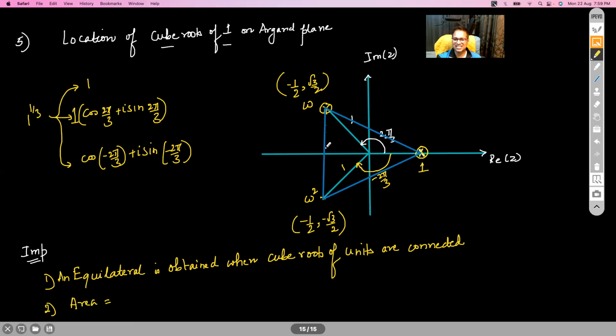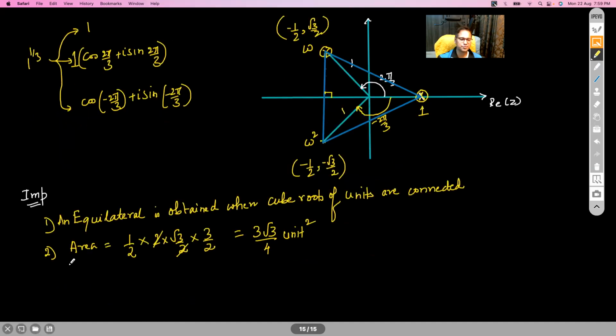See, very simple. Half base into height, right? Half base. What is this base? This base is the distance between minus 1 by 2 comma root 3 by 2 and minus 1 by 2 comma minus root 3 by 2. So this distance is 2 into root 3 by 2. Okay. And height is 1 plus half, which is 3 by 2. Okay. So please make a note of this. Its area will be 3 root 3 by 4 square units. Okay.